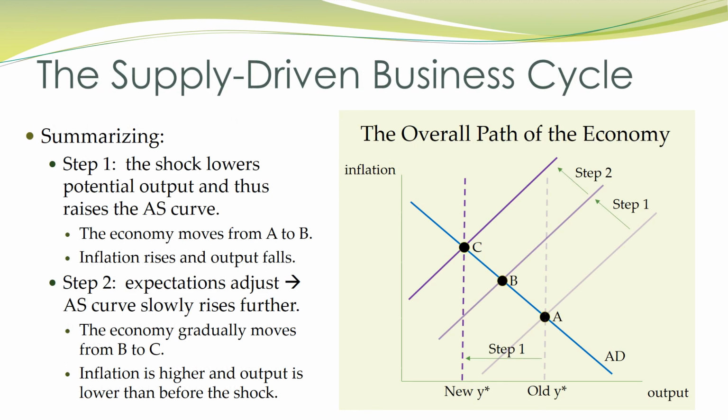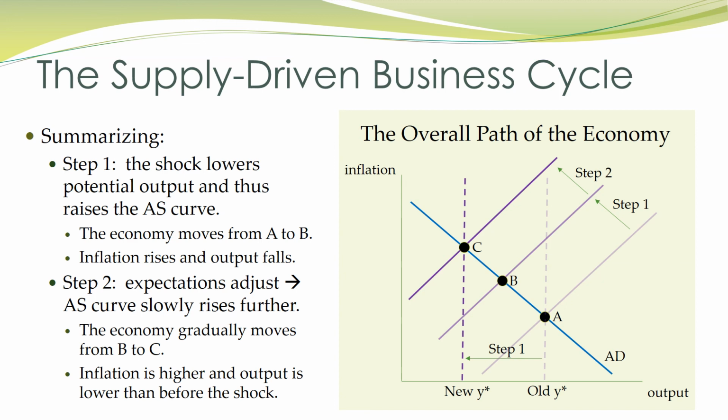Let's now summarize what we've learned about a supply-driven recession. Initially, the economy is at point A, where output equals potential output. Then, a supply shock causes the potential output line and the AS curve to shift to the left. The economy moves rather quickly from point A to point B. Inflation rises and output falls.